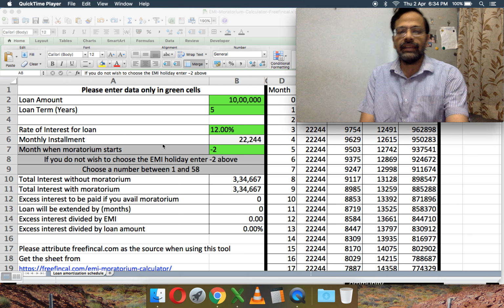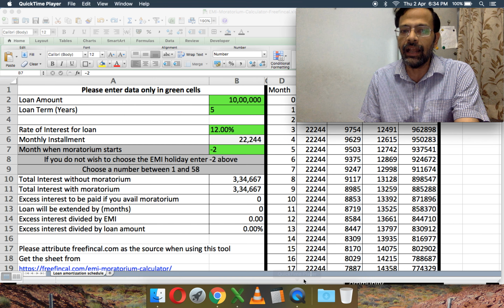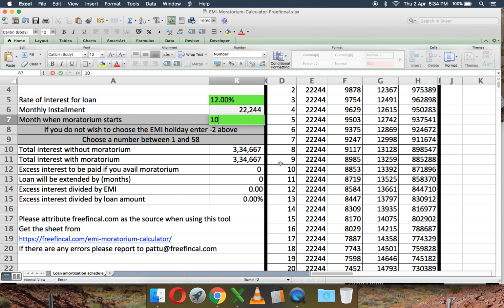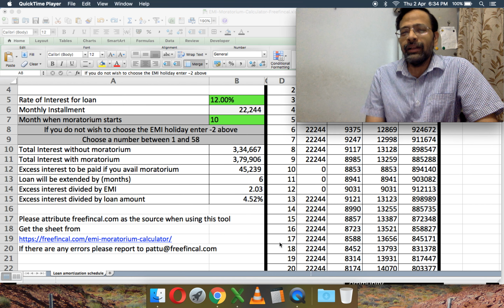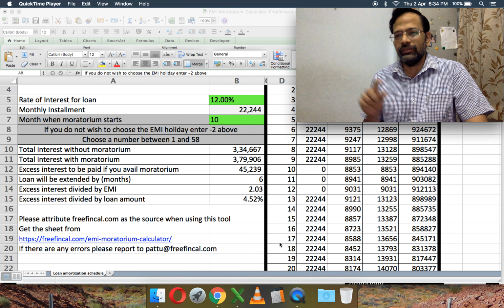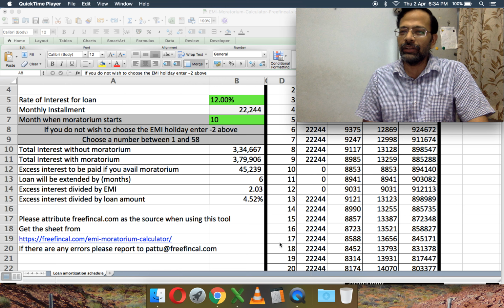Now let's say that I'm going to choose to take it. So I have now paid 9 months EMI, let's say, and I choose to take the moratorium of 3 months from the 10th month onwards. So for the 10th month, the EMI is 0, 11th month EMI is 0, 12th month EMI is 0. A reader asked me if I can do this for 2 months or 1 month moratorium. I don't see the big benefit in doing that.